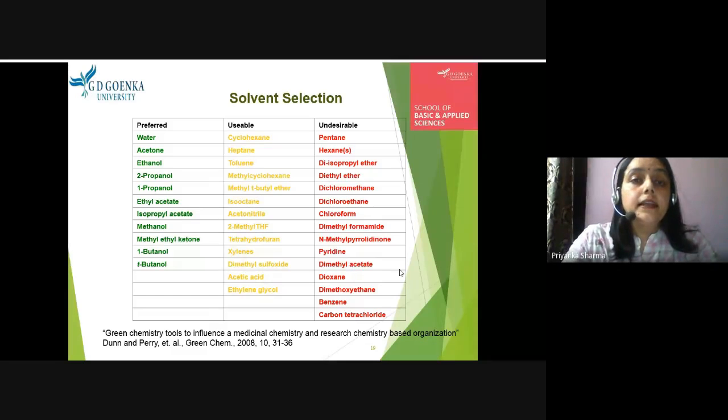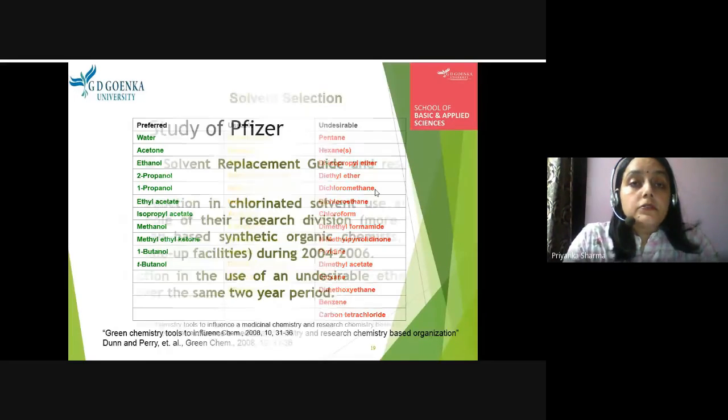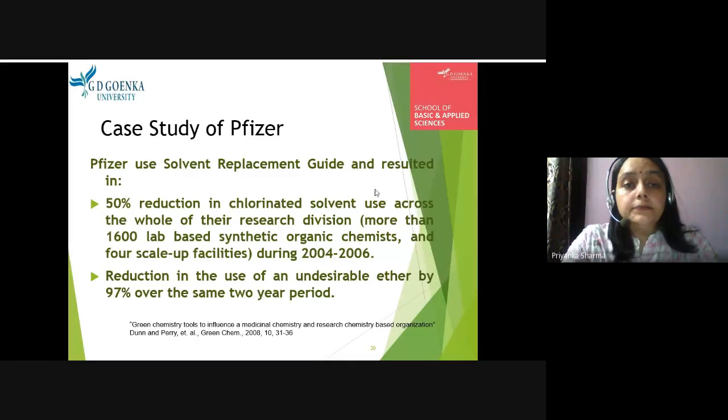Here you can see in the green, these are the green solvents which we are using, which are preferable over the other reagents, other solvents which we can use for any reaction transformation. So this was the case study proposed by Pfizer, where they used the solvent replacement guide, and they found a reduction of 50% of fluorinated solvent in the complete research division. In fact, they also observed that the use of the undesirable ether was reduced by 97% within a 2 year period.